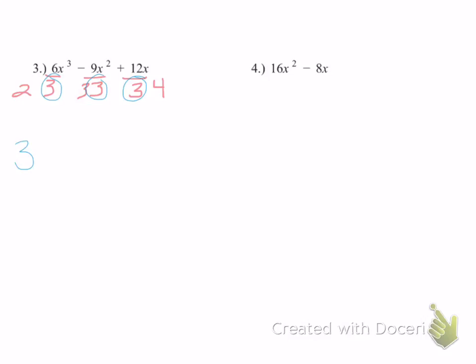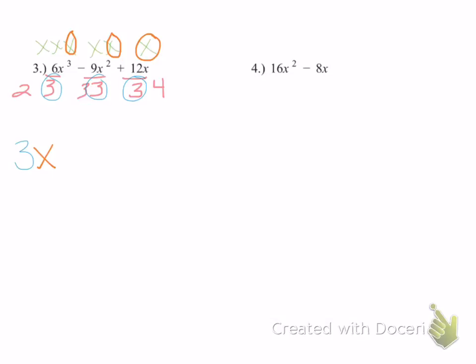The next thing I've got to look at is my variables. So I have x to the third power in my first term. Well, that's like having 3 x's. So I've got 1, 2, 3. In my second, I have x squared. That's like having 2 x's. And in my third one, I just have 1x. Well, what do we have in common? We all have an x term in it. So I can take 1x here, 1x here, 1x here. So I'm going to put an x with that 3 because that's what our GCF is for this problem.